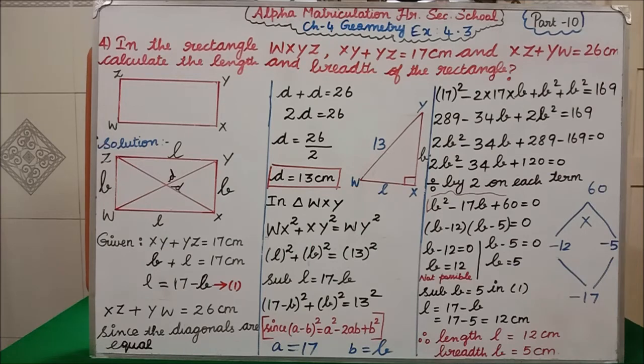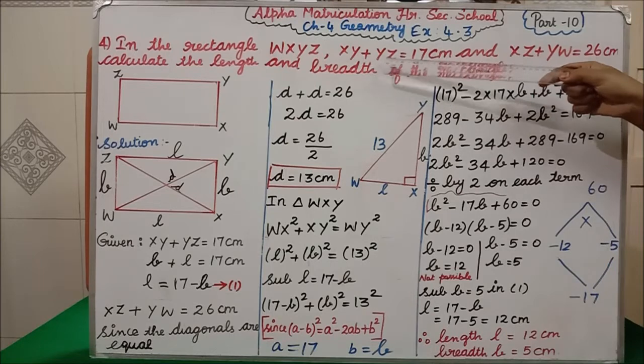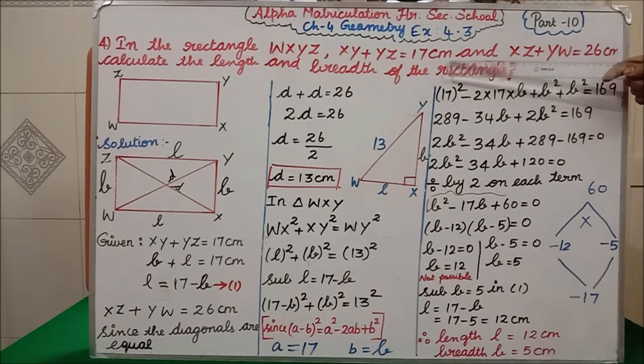Students, we are in part 10 video. In that we are going to see 4.3. We are going to continue the fourth question. In the rectangle WXYZ, XY plus YZ equal to 17 cm and XZ plus YW equal to 26 cm, calculate the length and breadth of the rectangle.